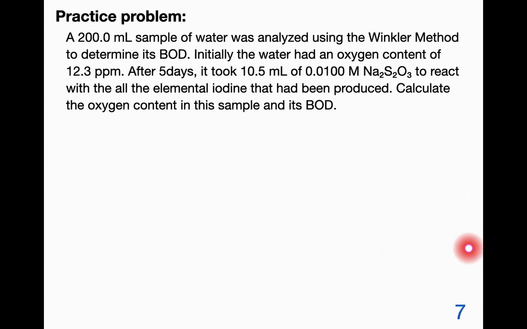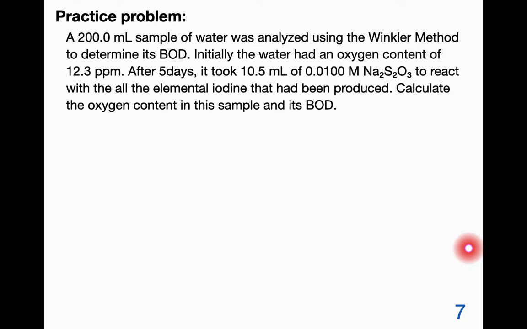All right, let's do a practice problem. A 200 milliliter sample of water was analyzed using the Winkler method to determine its biological oxygen demand. Initially, the water had an oxygen content of 12.3 parts per million. After 5 days, it took 10.5 milliliters of 0.0100 molar sodium thiosulfate to react with all the elemental iodine that had been produced. Calculate the oxygen content in the sample and its biological oxygen demand.